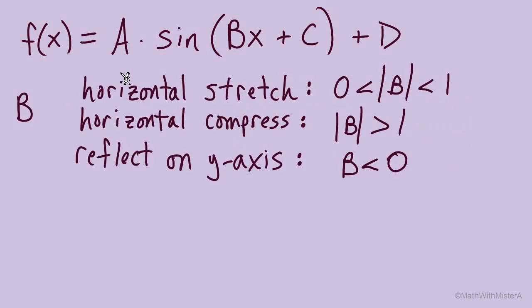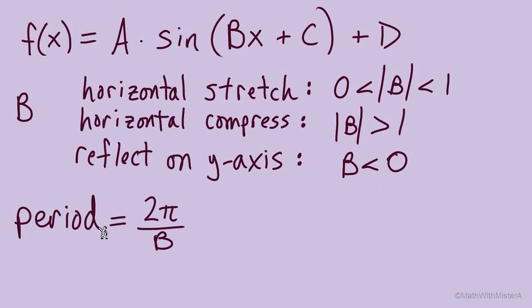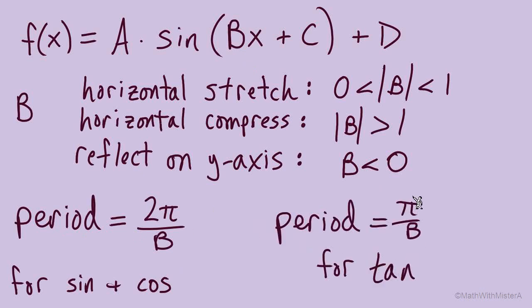This B parameter is some sort of horizontal stretch or compress. It's a horizontal stretch for numbers between 0 and 1. It's a horizontal compress once we deal with numbers greater than 1. And if we end up with a negative value of b, it's also going to do a reflection on the y-axis. In terms of our period, we would find period by doing 2 pi divided by b, but we would only do that for sine and cosine, which start out with a period of 2 pi. For tangent, it would be 1 pi divided by b.